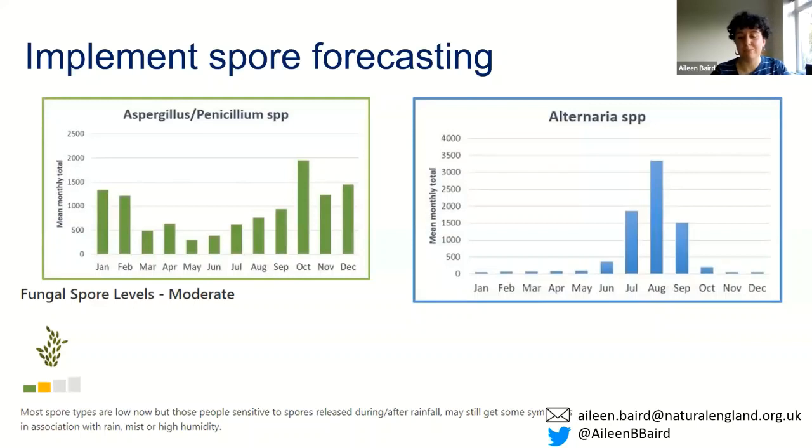This is something where the data is already available online, but you have to go searching for it. And so something as simple as adding this to your evening weather forecast after the news would be very straightforward and make that data accessible to people, and enable people to manage the risk to their own health.